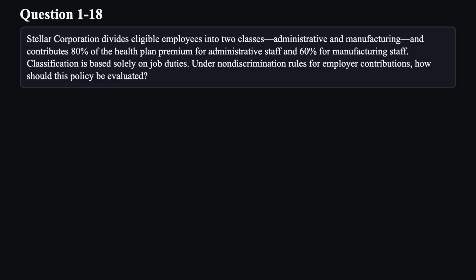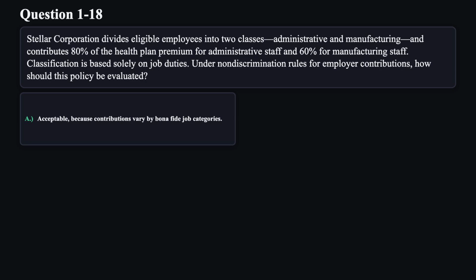Question 18. Stellar Corporation divides eligible employees into 2 classes, administrative and manufacturing, and contributes 80% of the health plan premium for administrative staff and 60% for manufacturing staff. Classification is based solely on job duties. Under non-discrimination rules for employer contributions, how should this policy be evaluated?